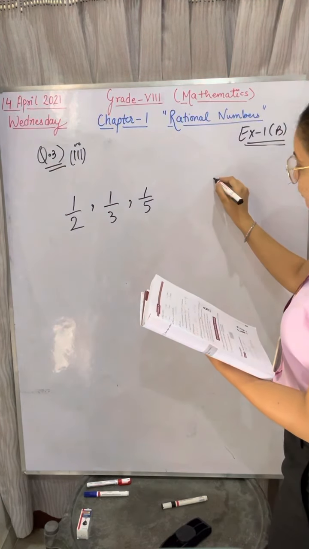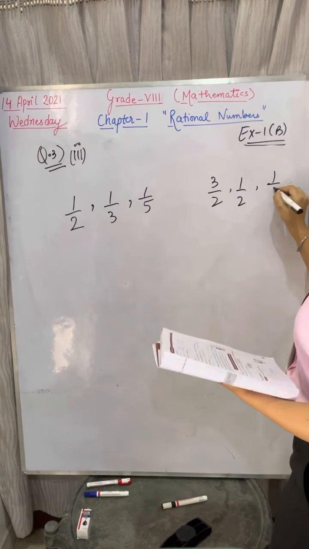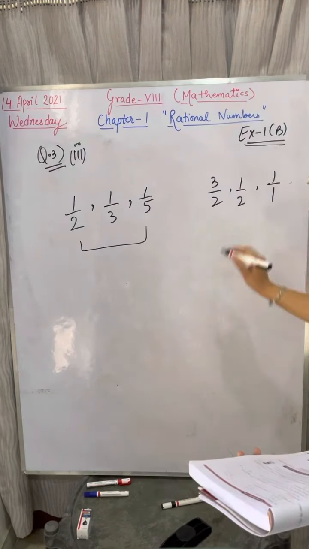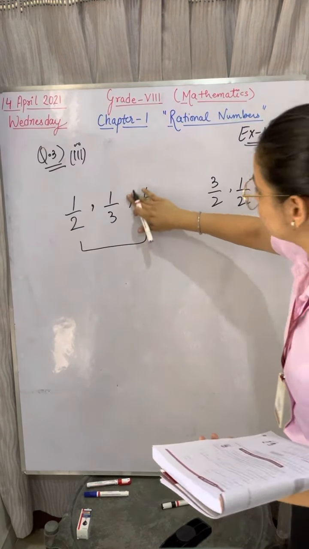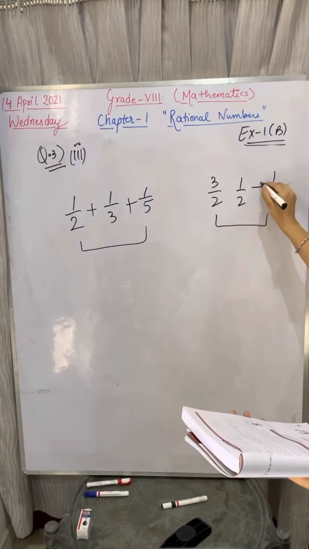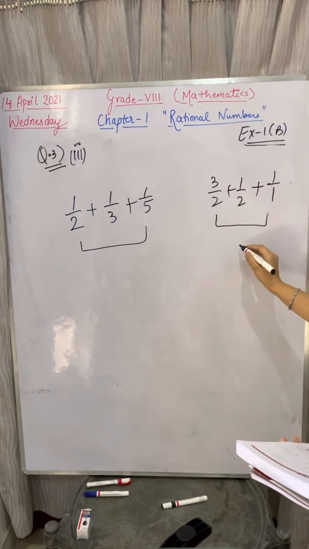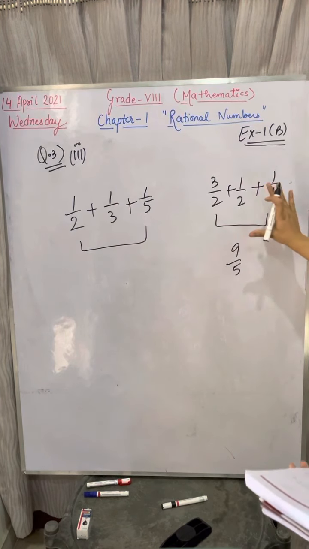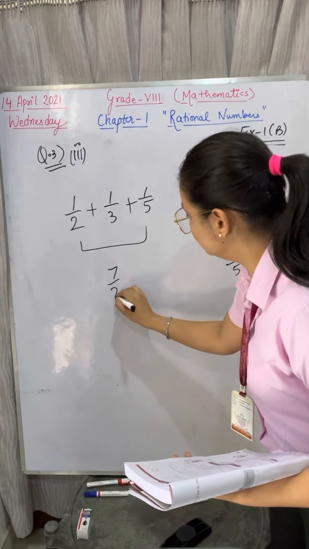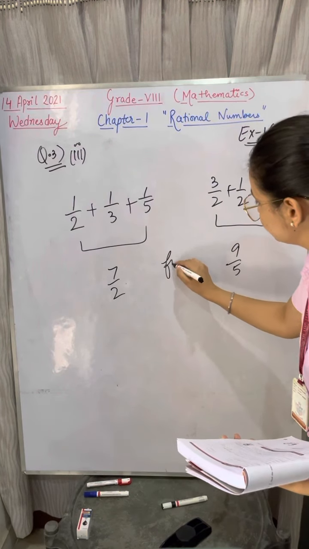From the sum of 3 by 2, 1 by 2 and 1 by 1. They are saying to take out the sum of these numbers, and take out the sum of these numbers. Add these numbers and add these numbers. Whatever the answer will come, suppose my answer will be 9 by 5 after adding this. And after adding this, suppose my answer is 7 upon 2. Suppose, okay, you have to subtract this from this.